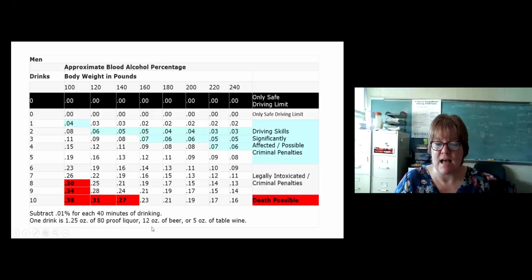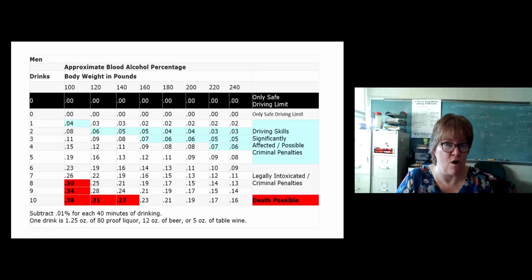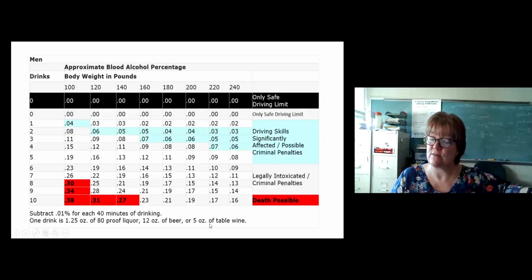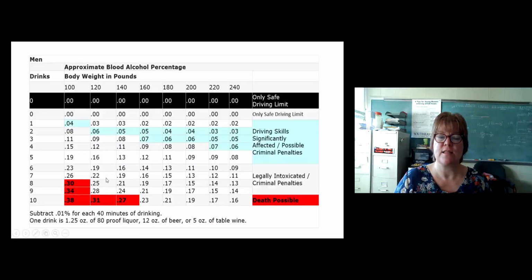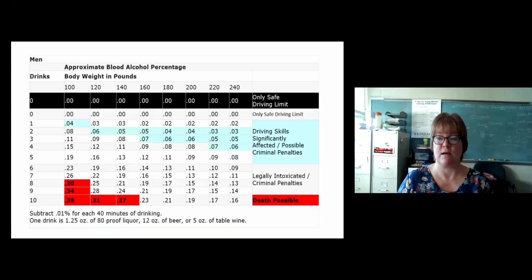And then different kinds of alcohol consumed have different alcohol content, so I have to account for that. One drink would be 1¼ ounce of a strong proof liquor, or one 12-ounce beer, or 5 ounces of table wine. And then this is how many drinks, by body weight in pounds. Note that this is not even taking into effect the full or empty stomach. So this is trying to take a bunch of things into a small table to get an idea.